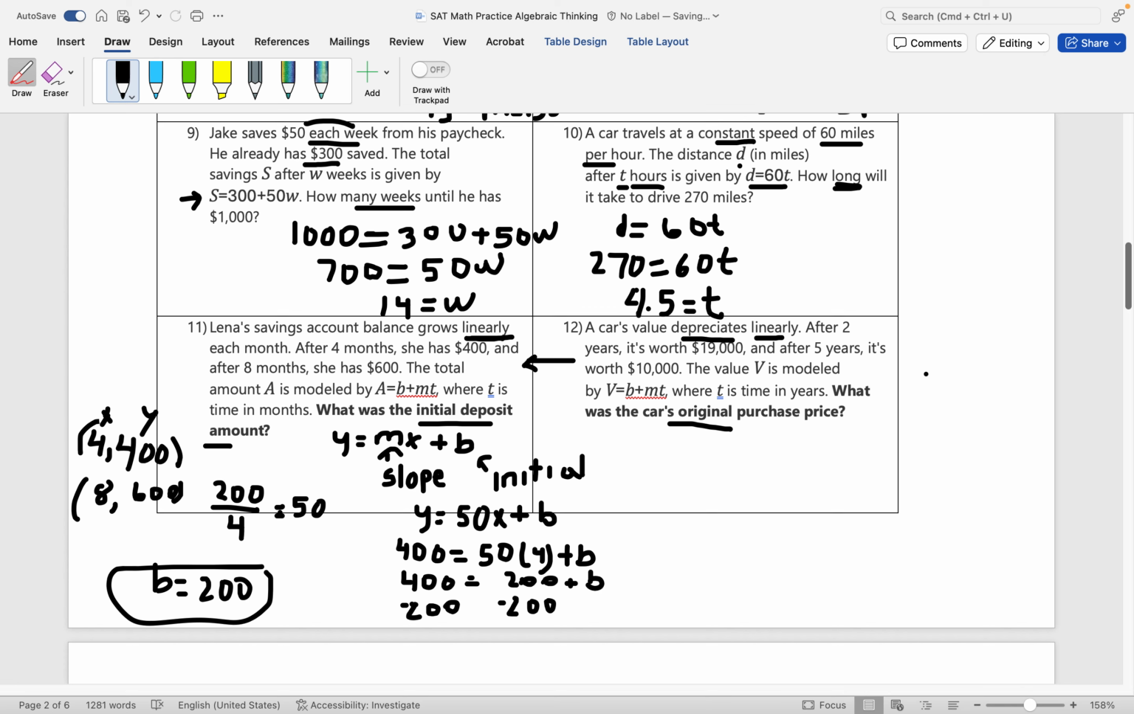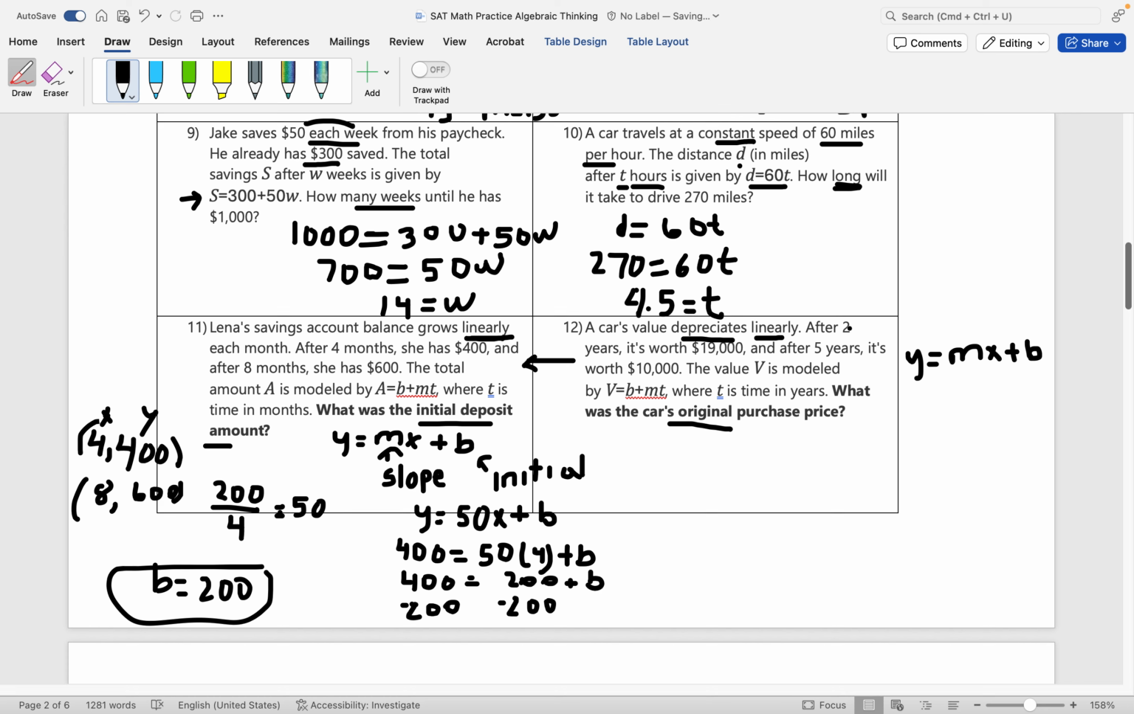Linearly means every time you see linearly, think about Y equals MX plus B. M is the slope, B is the initial value. In this case, B represents the value of the car. So this is the same equation they gave you over here. And now I need to find B. First I need to find the slope.